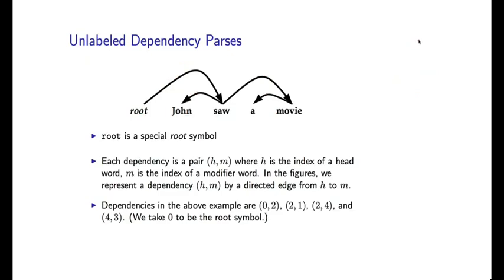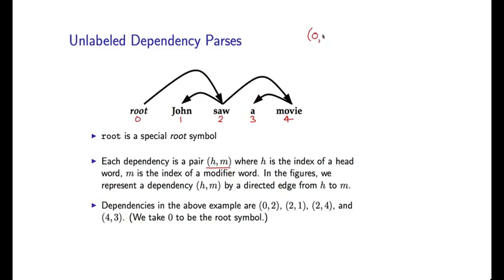So it'll be useful to develop a little bit of notation for dependency structures. So each dependency is going to be a pair, (h, m), where h is the index of a head word and m is the index of a modifier word. So whenever I have one of these directed arrows, I have a head, for example, soar, and a modifier, for example, John. So let's number these words. We always number the root as 0. So there are 4 directed arcs in this dependency structure, and that means there are actually 4 dependencies.